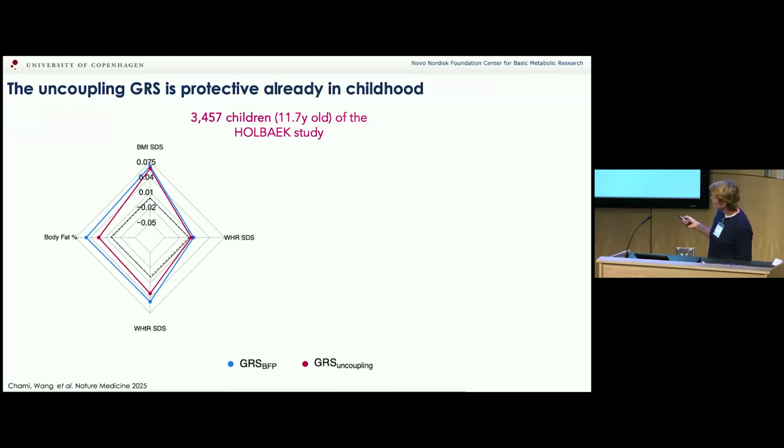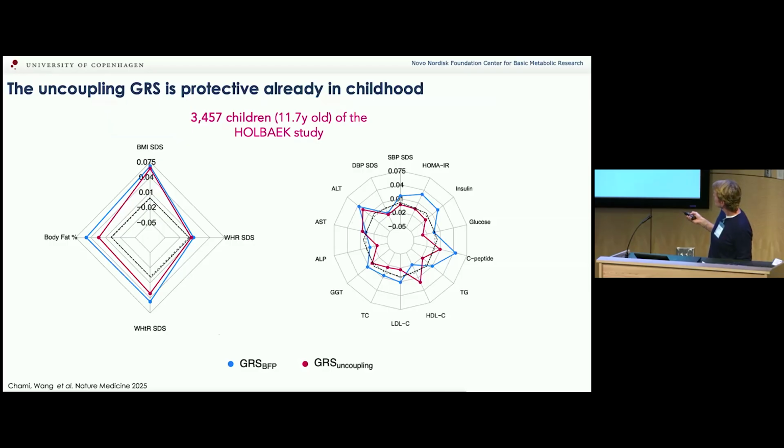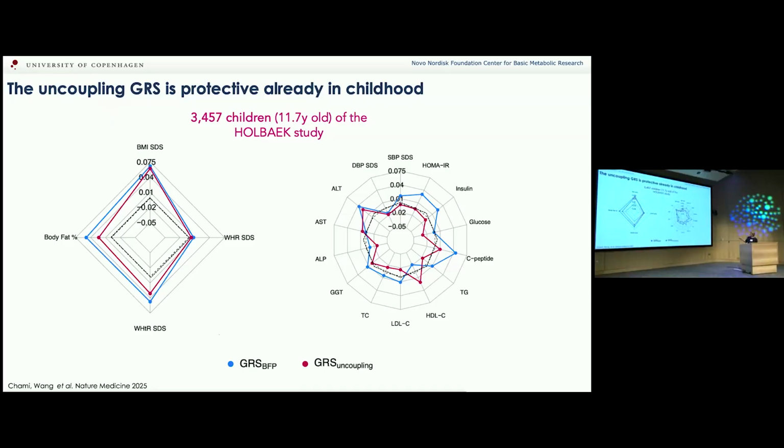We also confirmed these results in children, focusing on the cardiometabolic risk factors. If children with a healthy score, at around the age of 11 and 12, already at that age, you see that they have a protective profile compared to children with a high score on the unhealthy score.